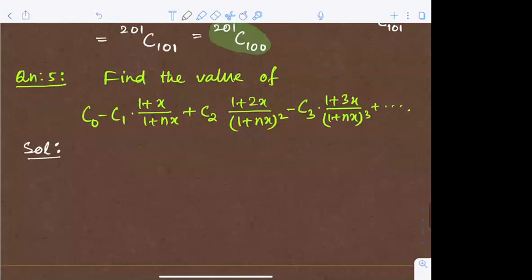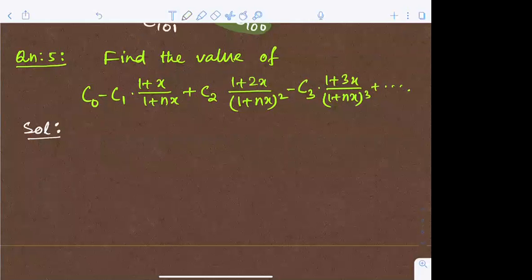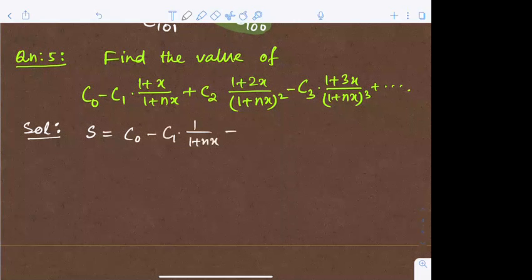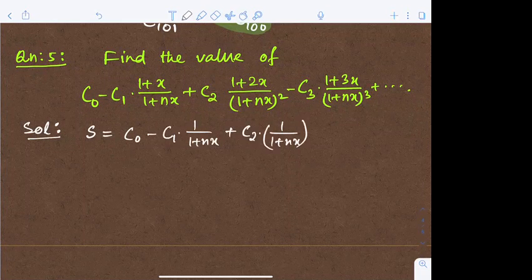The given expression, let us say the given expression is S. So I can write S is equal to C0 minus C1 into 1 by (1 plus nx), plus C2 into 1 by (1 plus nx) whole square, minus C3 into 1 by (1 plus nx) whole cube, plus and so on. This is one part of the expression.